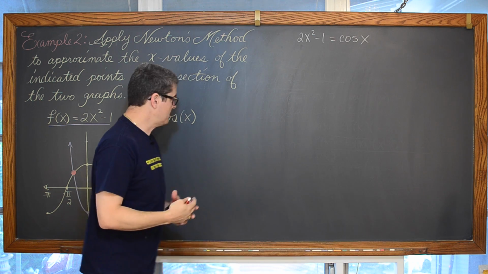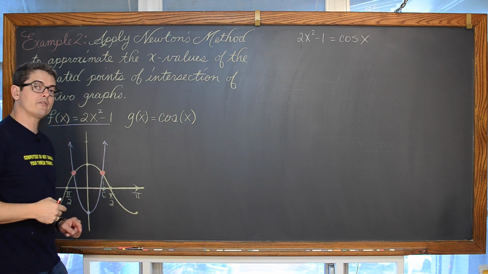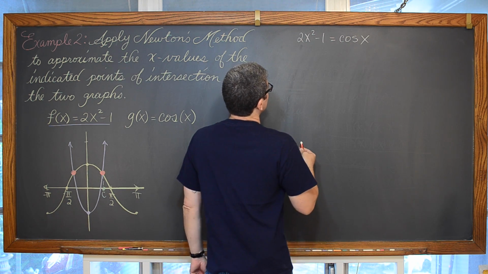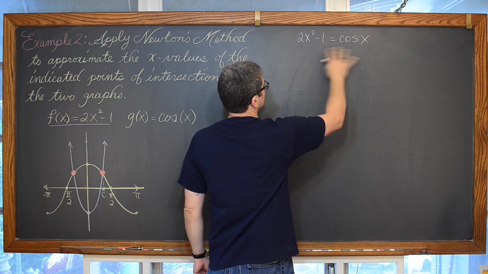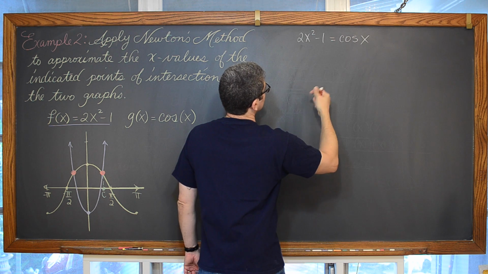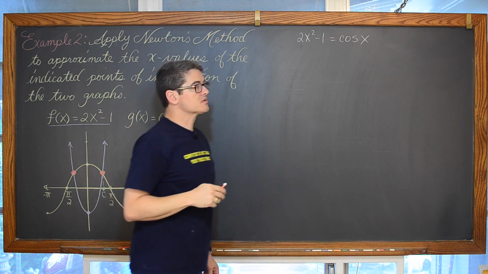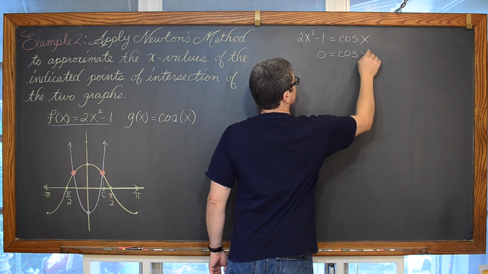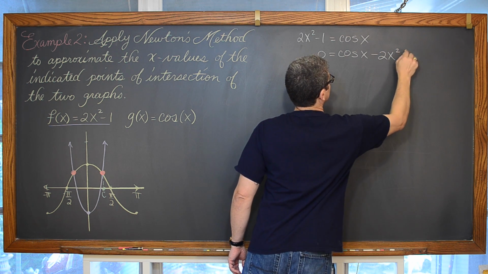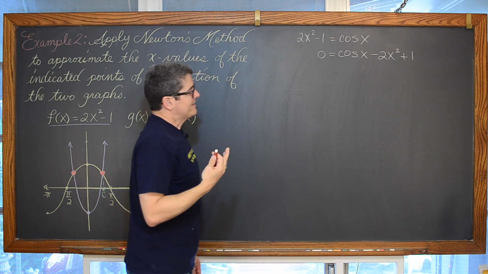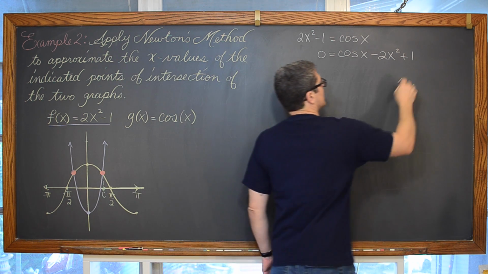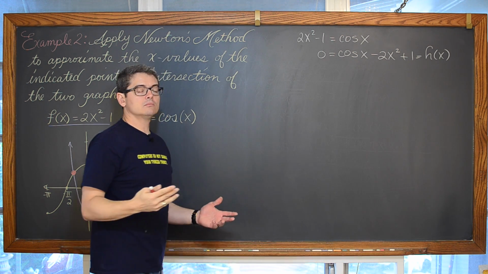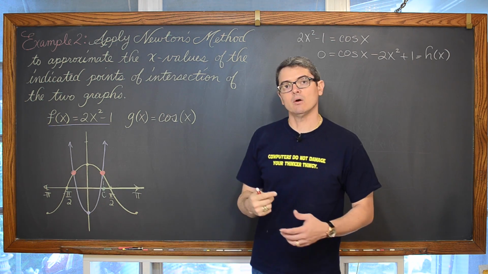Having these two functions give me the same y, and setting up this equation, I can then set it equal to 0. We can subtract 2x squared from both sides and add 1 to both sides, and get 0 is equal to the cosine of x minus 2x squared plus 1. And that is our function. If you like, you can call that function h of x, and work through Newton's method to approximate that zero.